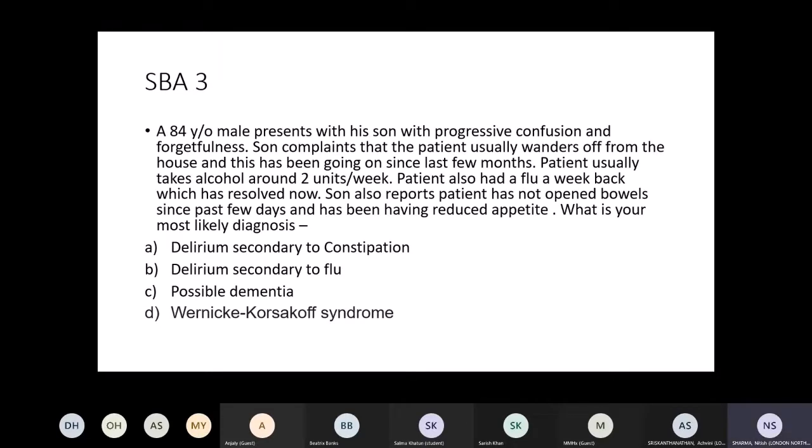Okay, so our next SPA: an 84-year-old male presents with his son with progressive confusion and forgetfulness. The son complains that the patient usually wanders off from the house, and this has been going on for the past few months. The patient usually takes alcohol, 2 units a week. The patient also had a flu 1 week back, which has resolved now. The son reports that the patient has not opened bowels for the past few days, and is having a reduced appetite as well. So, what is your most likely diagnosis in the poll now?